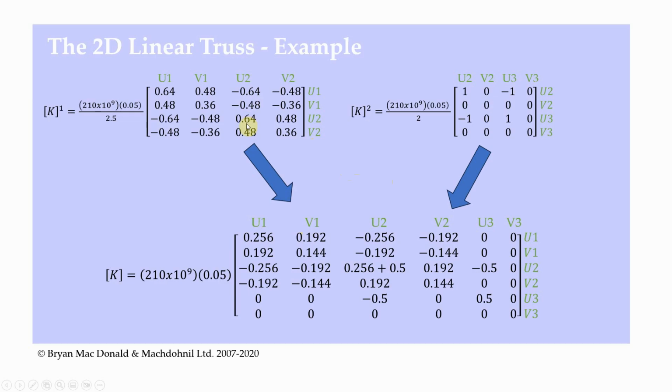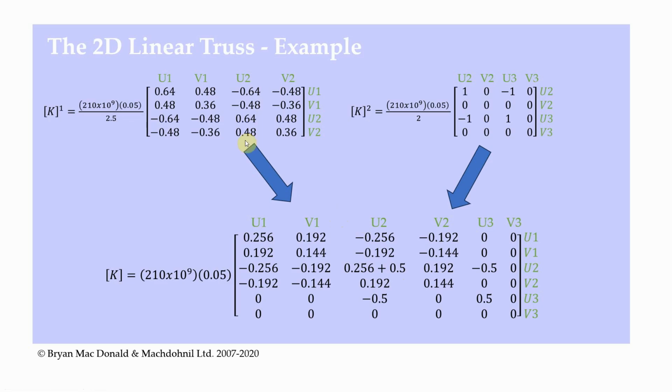So U2, U2 is 0.64 divided by 2.5 from here. And it's also got U2, U2, a 1 from there as well. So here I get this 0.256 plus 0.5. So it's got a contribution from both. I think that is the only one that has a contribution from both.